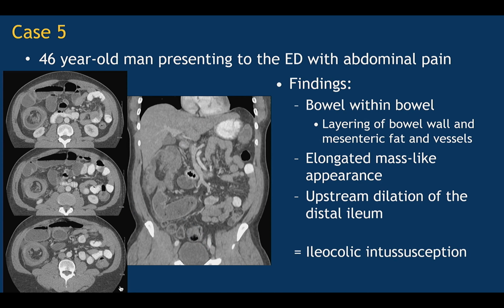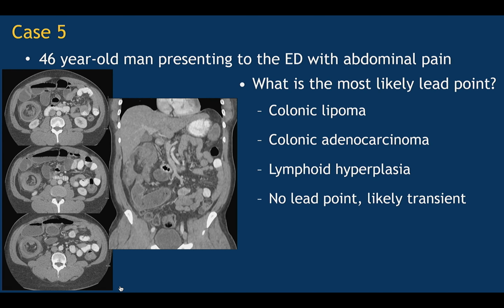So this is a classic case of ileocolic intussusception, and my question for you is: what is the most likely lead point in this 46-year-old man? Colonic lipoma, colonic adenocarcinoma, lymphoid hyperplasia, or is this probably a transient intussusception without a lead point? The most likely answer here is colonic adenocarcinoma.